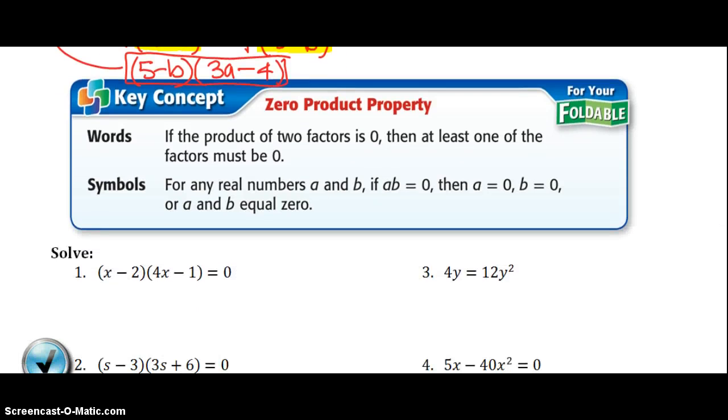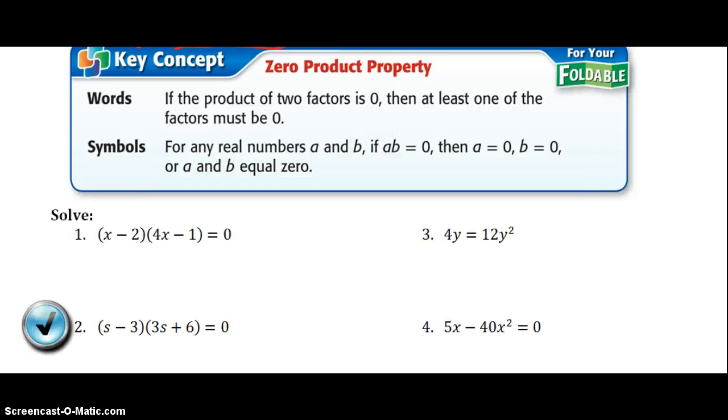Now, the zero product property, I think you're going to like this. This is a fairly simple concept. If the product of two factors is 0, then at least one of the numbers has to be 0. Anything times 0 equals 0. For any real numbers a and b, if a times b equals 0, then either a had to be 0 or b had to be 0. Or they could both equal 0.